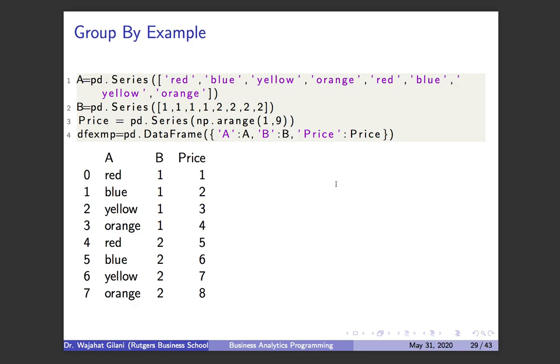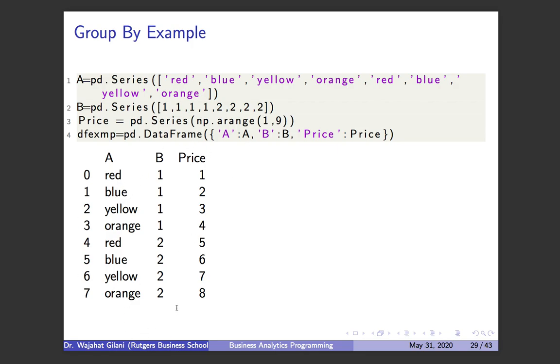So here's a simple example. Let's say we have a series A with the values red, blue, yellow, orange, red, blue, yellow, orange. You have a series B that's just 1, 1, 1, 1, 2, 2, 2, 2. And you have a series price. What values is this going to be, guys? It's just going to be the range from 1 to 9, excluding 9. So it's going to be 1, 2, 3, 4, 5, 6, 7, 8. And then we create a table called dfexmp from those 3 columns. And this is why you see this table right before you. Column A, B, price, and these values.